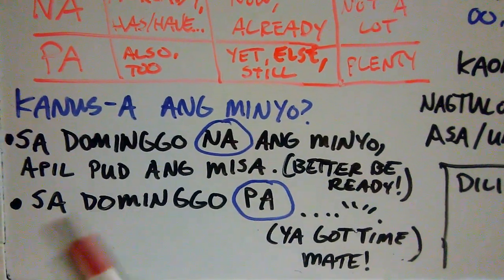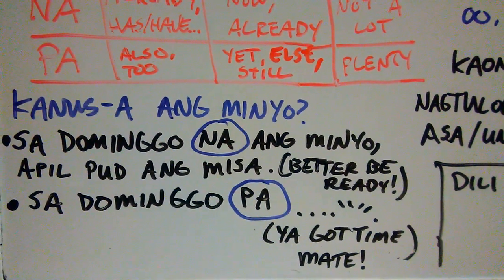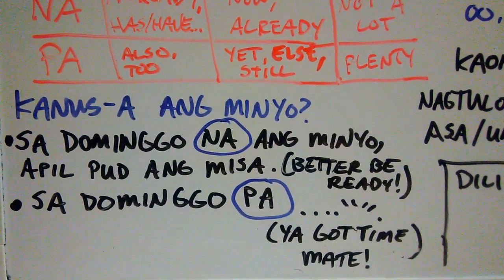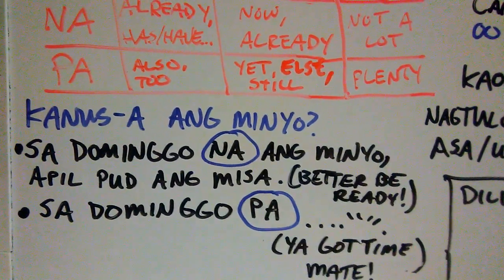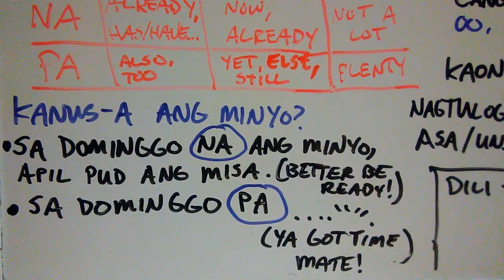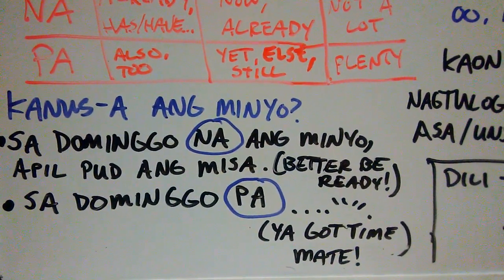With the pa example, sa Domingo pa, if we say pa after the phrasal idea, then you'll be like, oh okay, I've got time, mate, you can do it. So: Sa Domingo pa ang minyo. Oh okay, I still got time. I don't know if it's a lot of time, but I still got time.